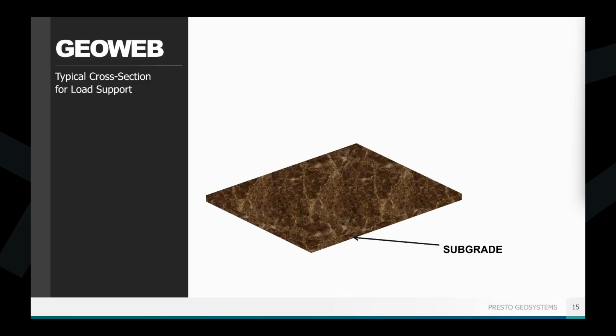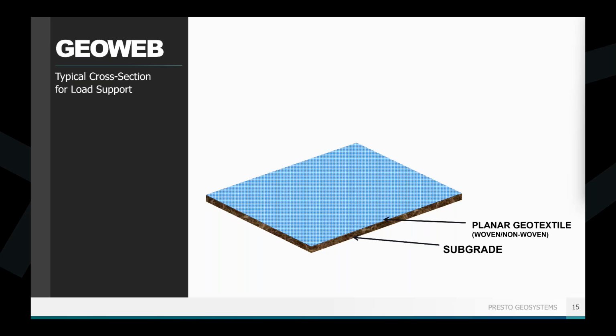All right, so I do want to do a little bit of a cross section so that we can all have the same sort of starting point of what this is going to look like when using the GEOWEB system. So you start with your subbase, whatever strength it may have, typically expressed as the California bearing ratio, the CBR. And then we're going to decide whether or not we need a geotextile, typically woven or non-woven, and that's going to be based on the system application and your subgrade type.